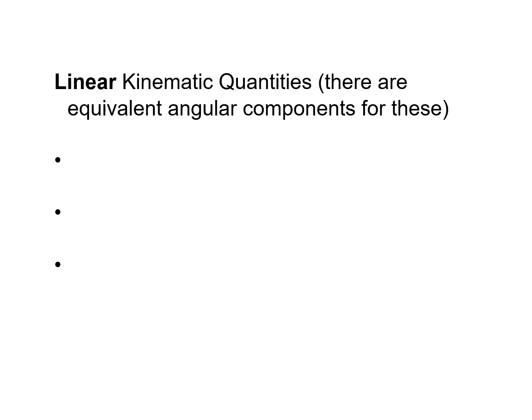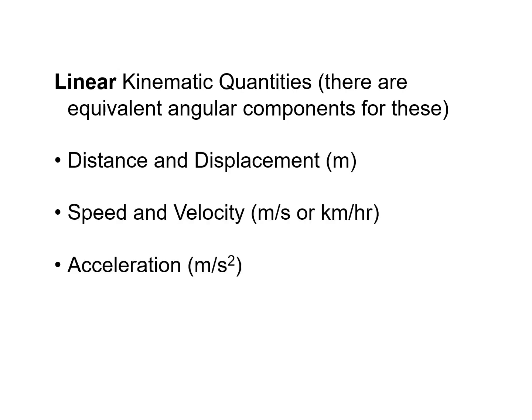Let's talk about linear kinematic values, or the actual quantities that we measure in linear kinematics. Once again, these are equivalent to the angular components as well. They're angular kinematics. So let's look at our 3 main kinematic quantities. We have distance and displacement, speed and velocity, and acceleration.